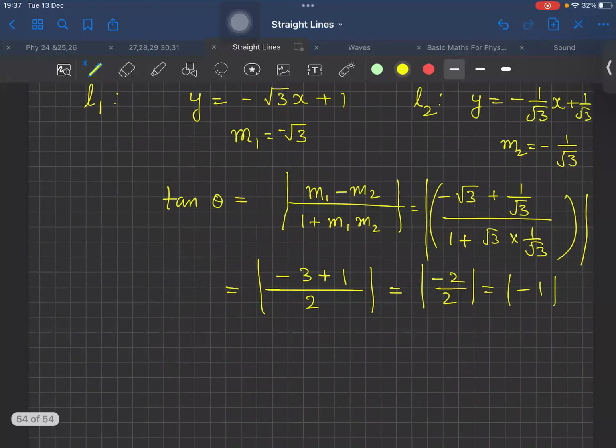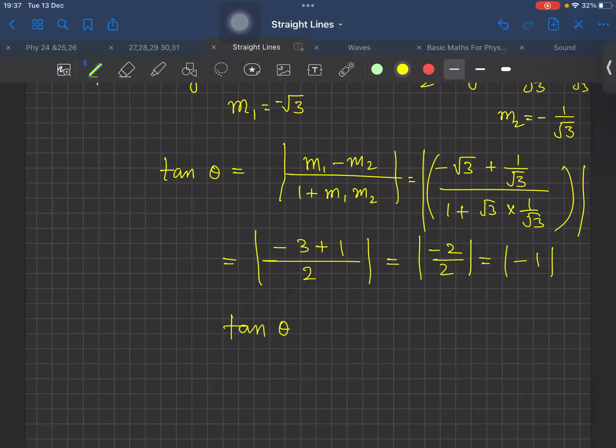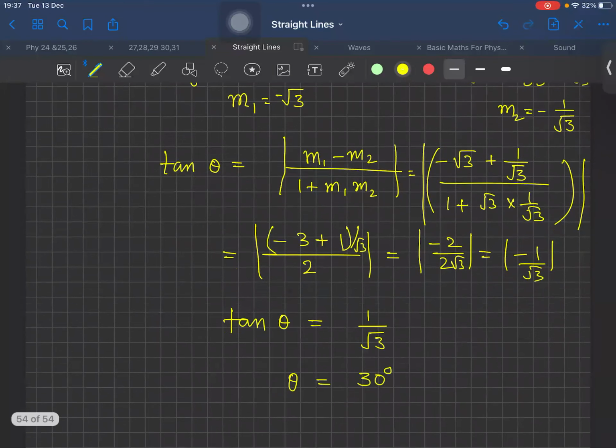Minus 3 plus 1 by root 3, sir. Yes, correct, thanks. Upon root 3. So I forgot root 3 upon root 3. So tan theta will be equal to 1 upon root 3. So theta will be equal to how much? 30 degree.